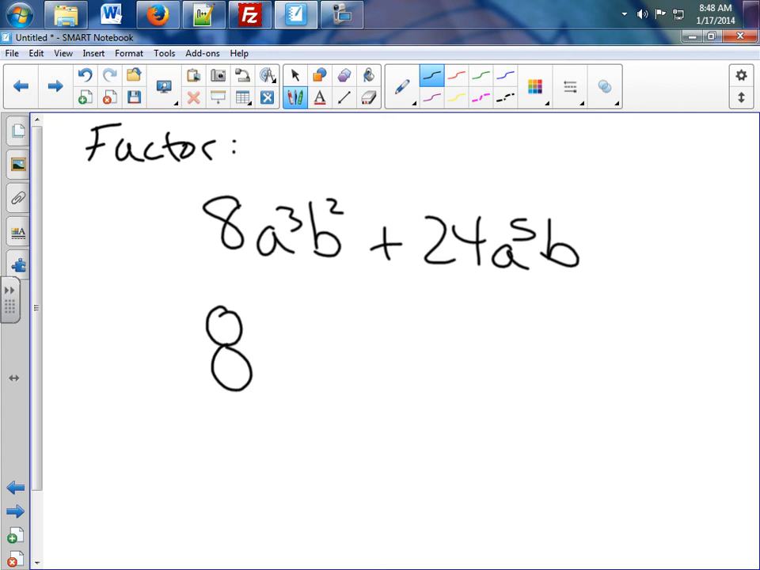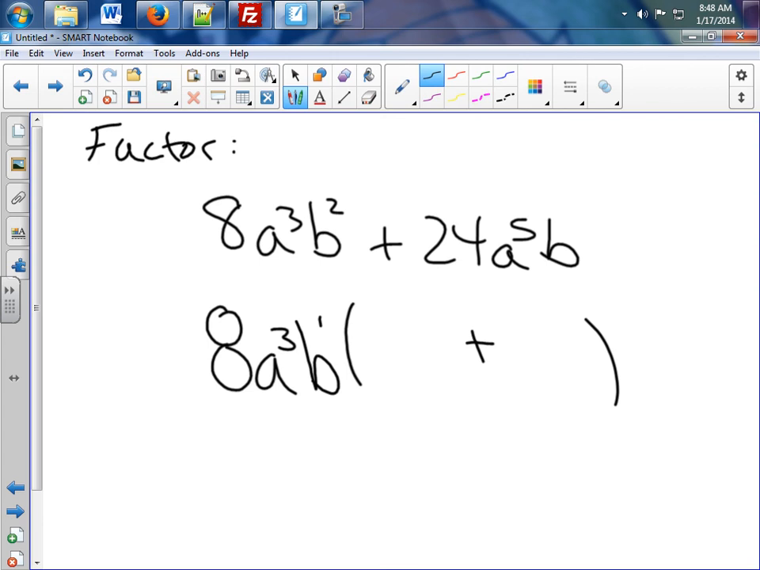Okay. Now I'm going to look at my A's. Here I have 3, here I have 5. What's the greatest number of A's in both of them? 3. Okay, I have 2 B's here, I have 1 B here. The greatest number of B's in both of them is just 1. Okay? And then I put my parenthesis, and I keep the sign the same.